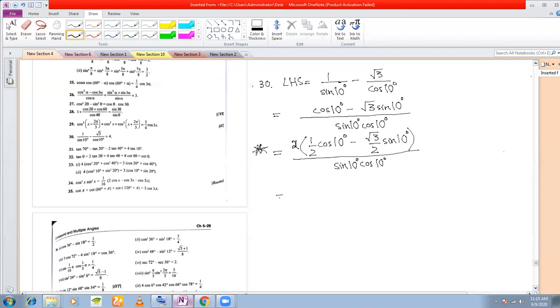So now what I can do here is, instead of half, I can write this as sine 30 cos 10. And root 3 by 2 is what? Root 3 by 2 is sine 60. Sorry, not sine 60, but cos 30, sine 10. Now you see what it looks like.